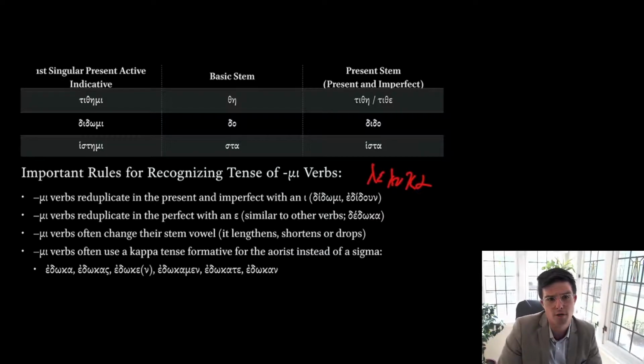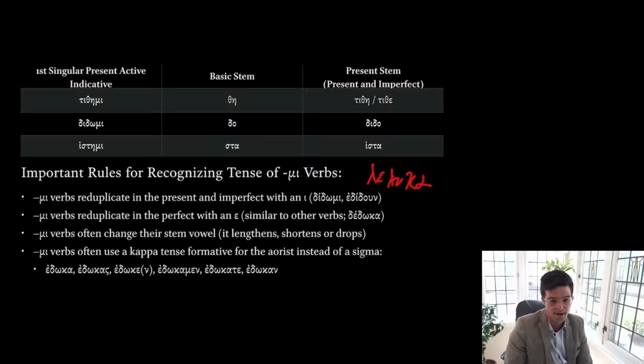Another very important rule here, because it can cause confusion, because your first assumption when you see a kappa is usually to think the perfect tense. When it comes to the mi verbs, oftentimes they're going to use a kappa tense formative for the aorist instead of a sigma. This isn't a hard and fast rule, as we'll see in just a second.